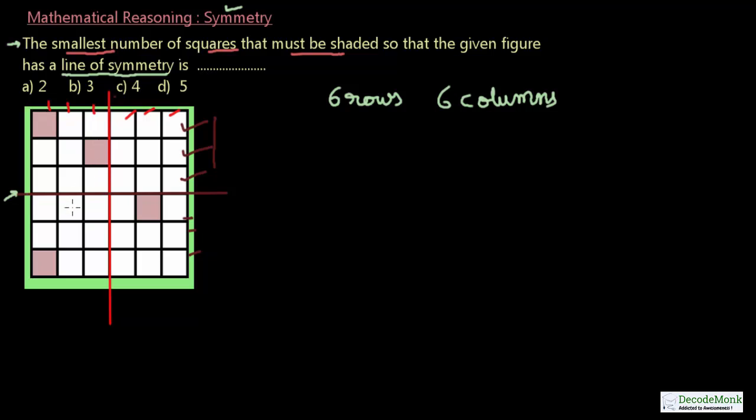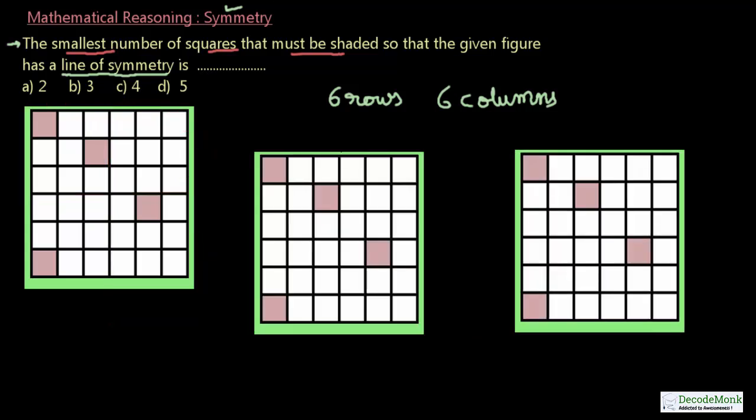Now you see that this figure has some of the squares shaded. So let me redraw this figure. Okay, here I have redrawn the figure and I will consider both lines of symmetry one by one. Let us consider the vertical line of symmetry first. This is the vertical line of symmetry where we have 3 columns on either side. So this line divides the figure into 2 equal portions, left hand side and right hand side.